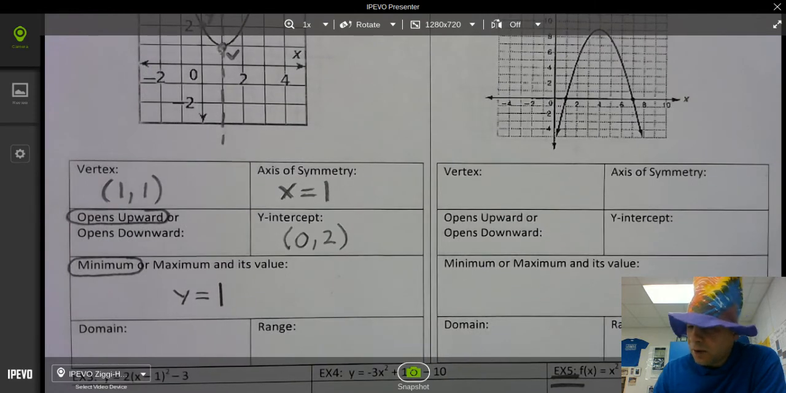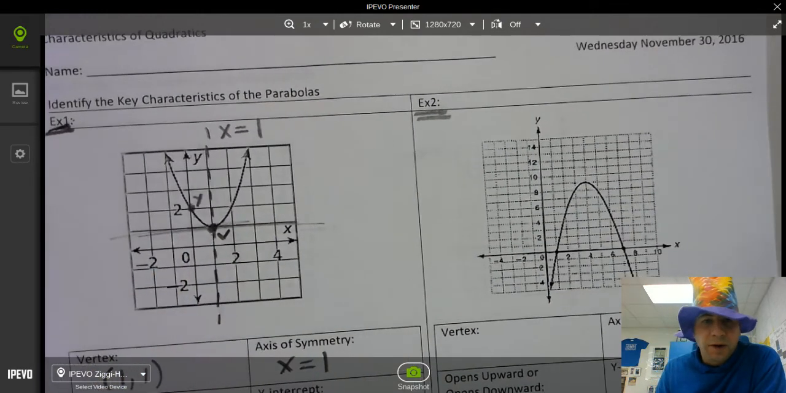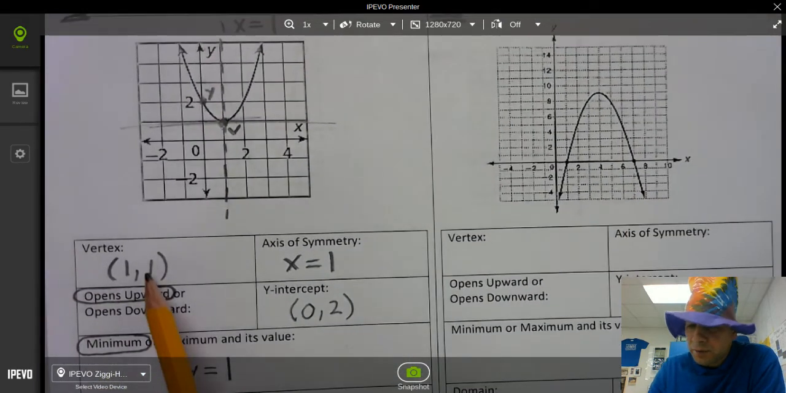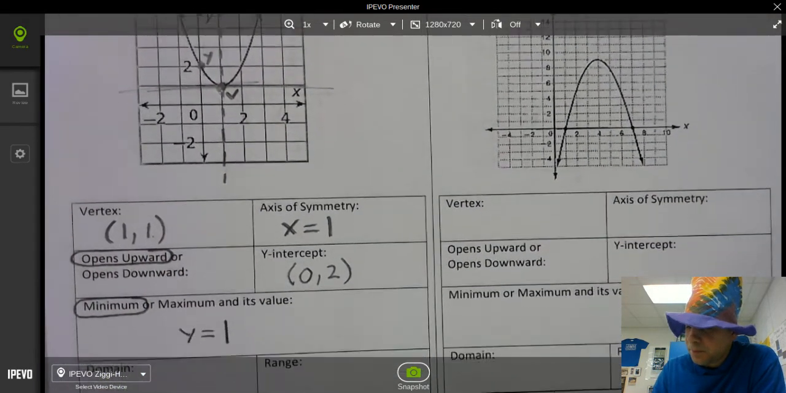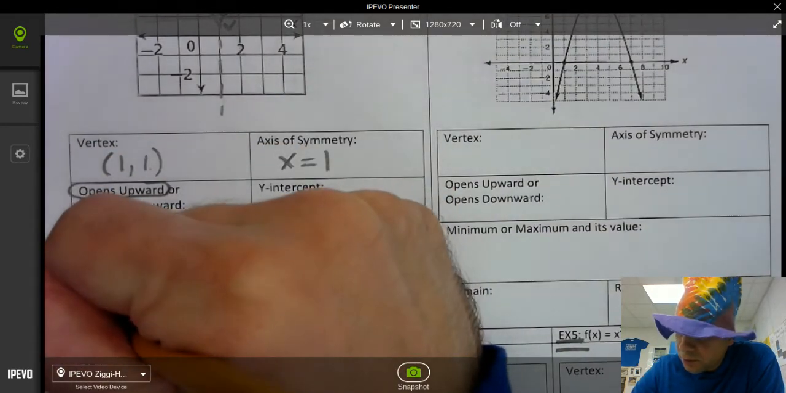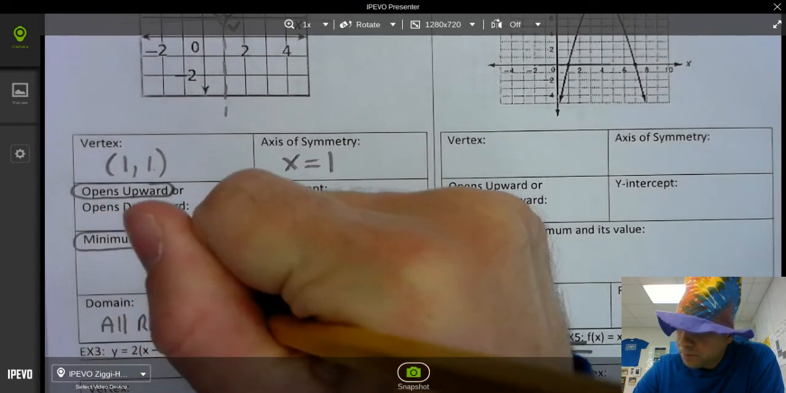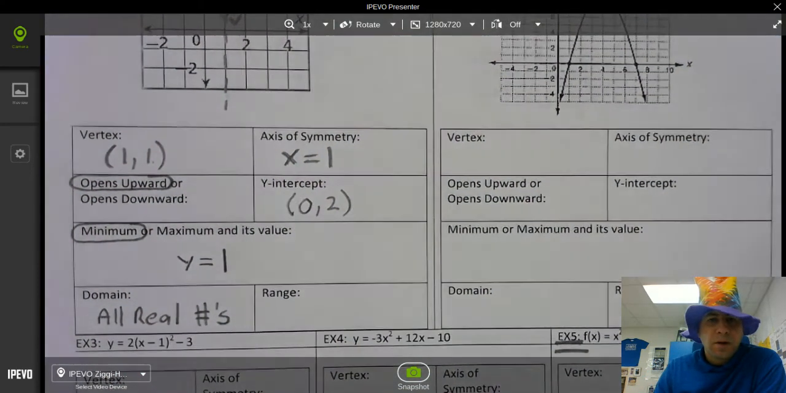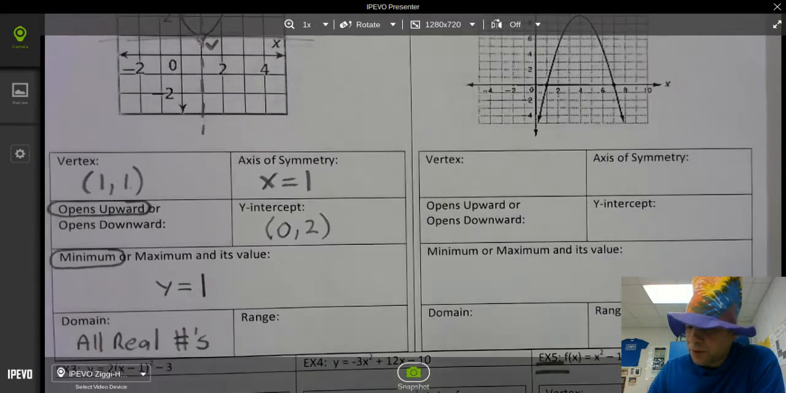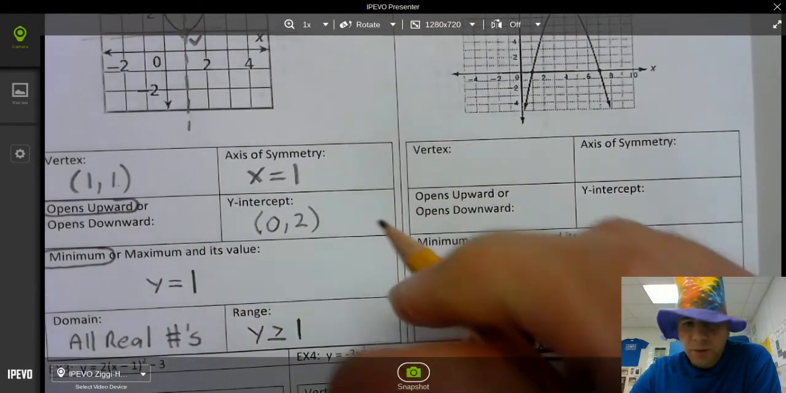Okay, and the way I found it, for one, this is y equals 1 right here, but I can also find it from the vertex. So in this case, the domain is all real numbers. And the range, since it's opening upwards, is y greater than or equal to the minimum value, which is 1.